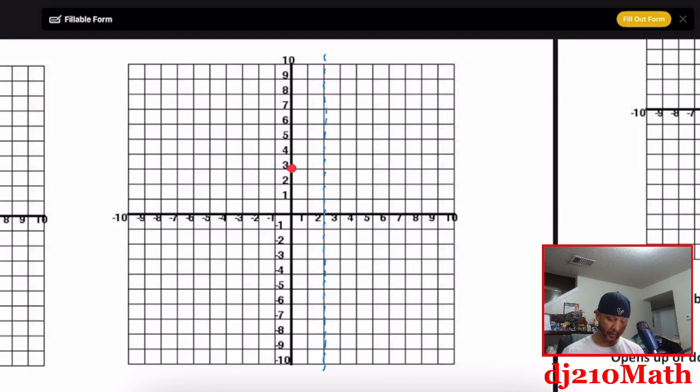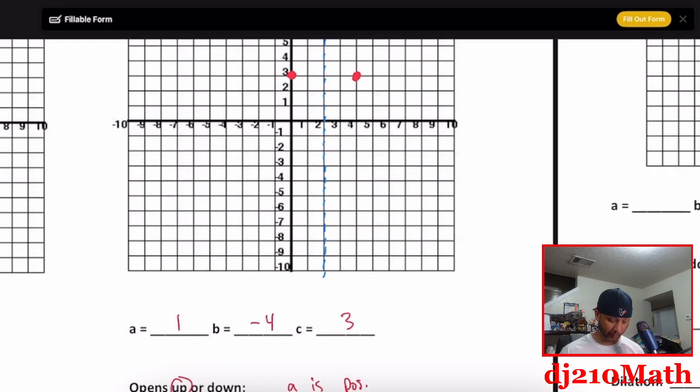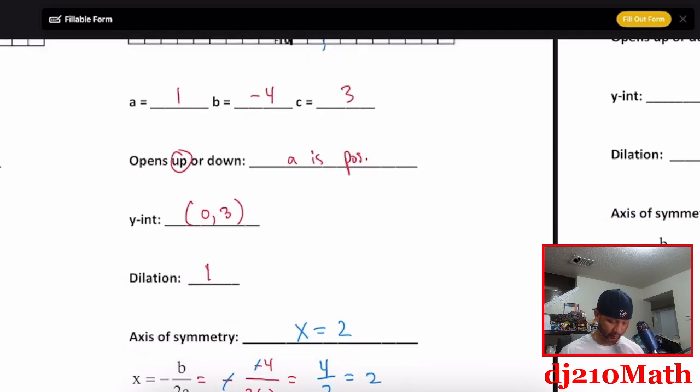All right. Once we have the axis of symmetry, we can reflect the point that we know across the axis of symmetry. Okay, now let's just figure out where the vertex is. It's somewhere on the axis of symmetry. So let's plug into the original equation.